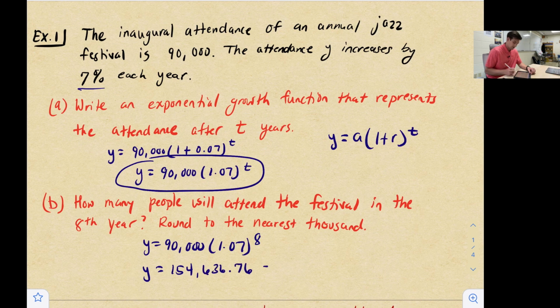154,636.76. Okay, now the question said round to the nearest 1,000. So we have 154 and 636, right? So we're going to say 155,000 people.